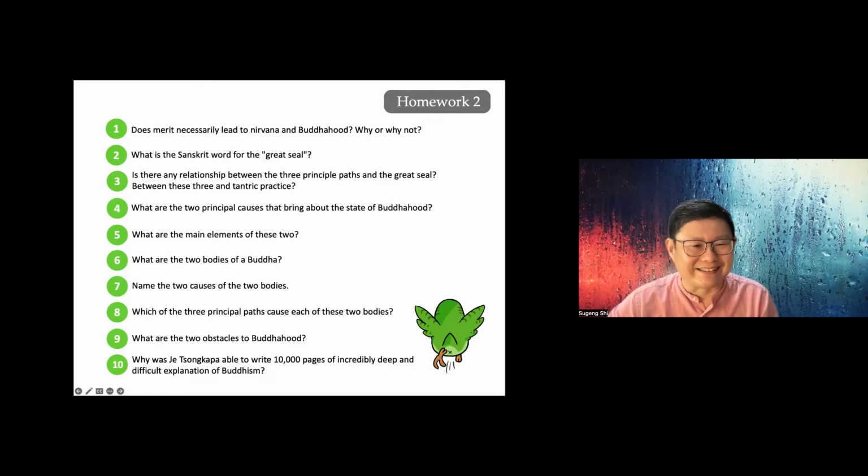Why was Je Tsongkhapa able to write 10,000 pages of incredibly deep and difficult explanation of Buddhism? So this is the last question. Why can he write so much? Basically, it's because he has a direct communication with the enlightened being named Gentle Voice, or Manjusri, right?